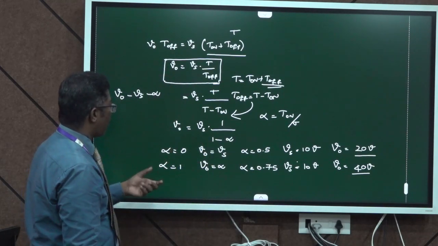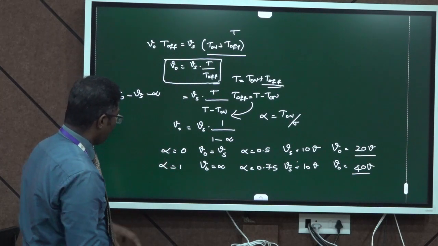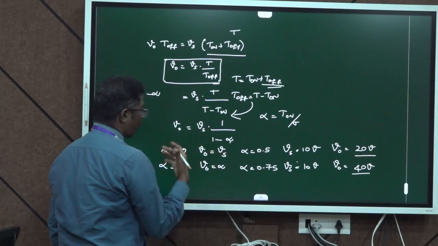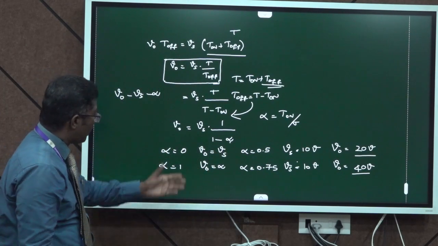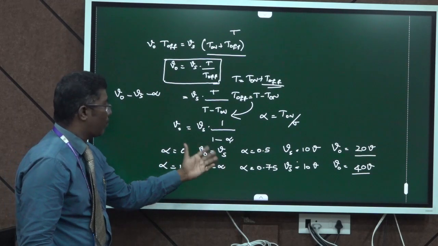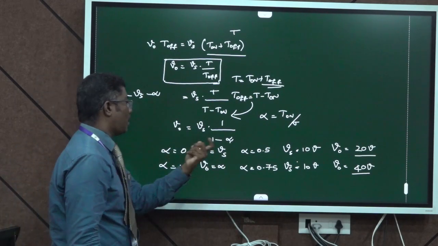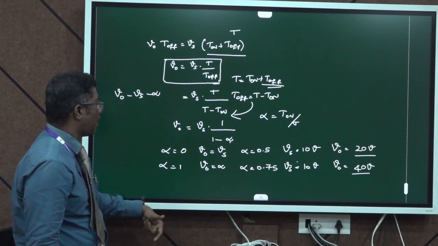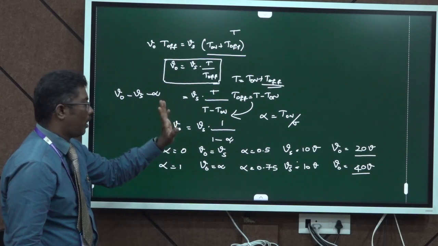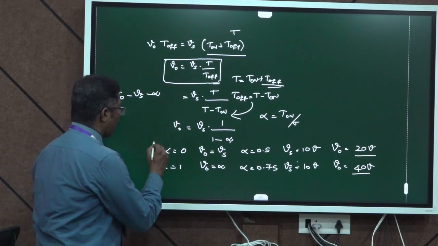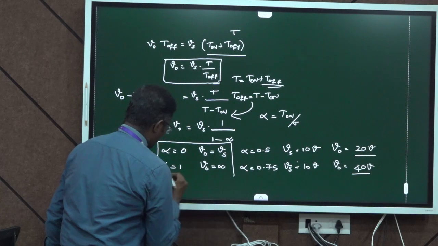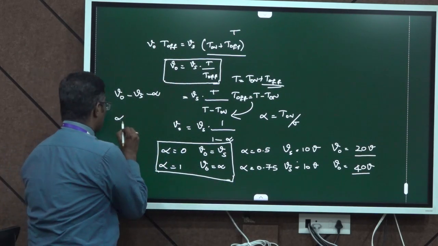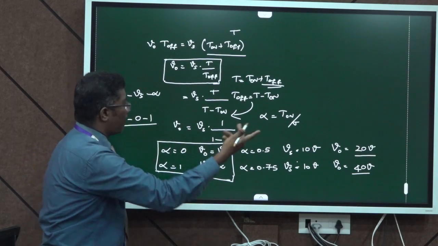Suppose if I am putting alpha as 0, then V0 will be equal to Vs. Suppose my input voltage is 10 volt and the alpha value is 0, then the output voltage will be equal to 10 volt. Suppose if I am changing the value of alpha as 1, the ratio T on by T as 1, then the value of V0 will be equal to infinity. So, this is the general observation, and more specifically, by varying the value of alpha between 0 to 1, I can get variable output voltage.